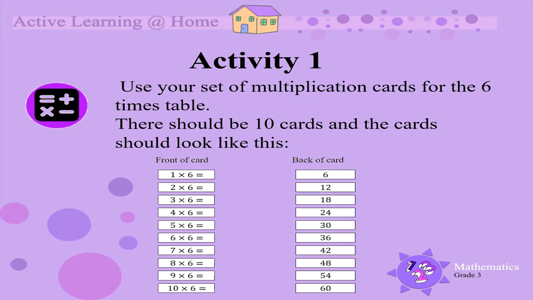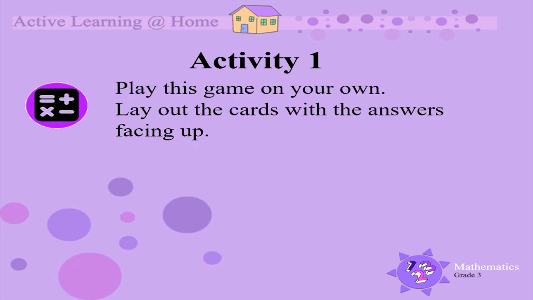Activity 1. Use your set of multiplication cards for the six times table. There should be 10 cards, and the cards should look like this. On the front of each card is the multiplication sentence. On the back of the card is the answer. Play this game on your own.